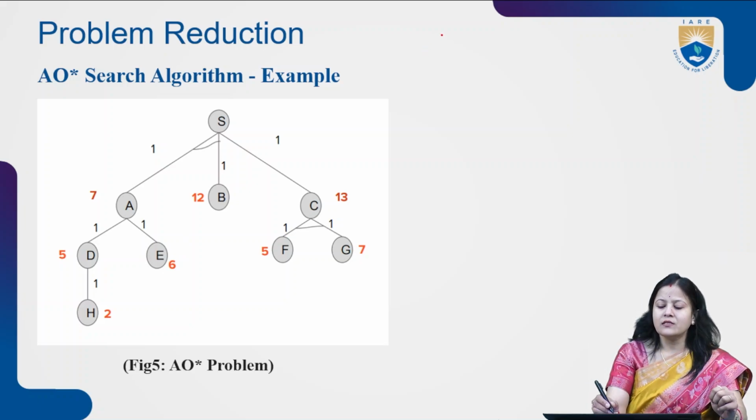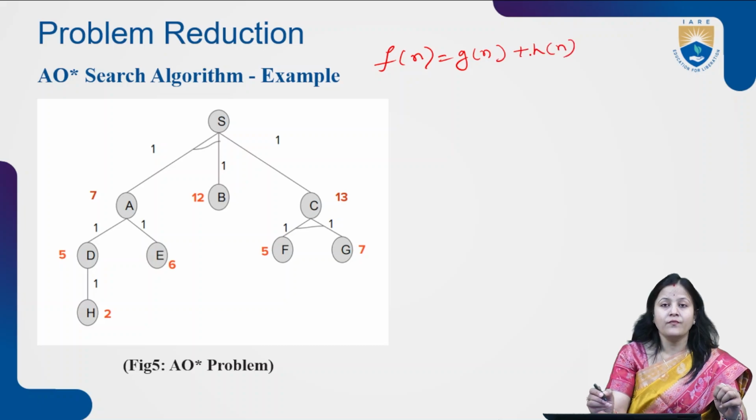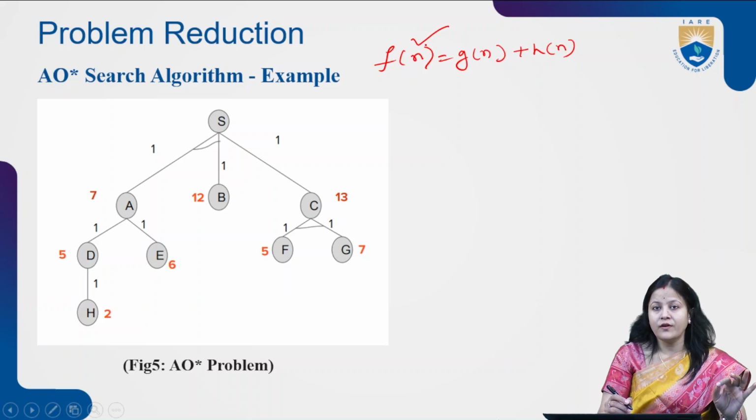Now as I discussed, we have to use the formula, my bad, F(N) equals G(N) plus H(N). This is the formula we have to use to solve this problem. So F(N) is the cost of every node. How can we find it? Using the actual cost and the heuristic cost.